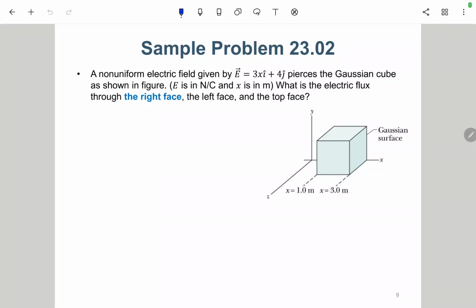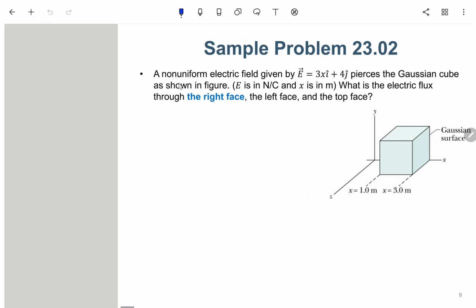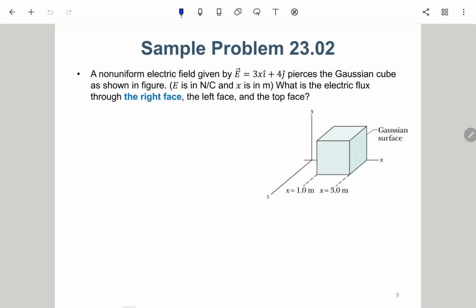Okay, so here is another sample problem. Let us get more familiar with how to calculate the surface integral for some simple cases. Here it says, so here is a non-uniform electric field. This one is uniform, so it is quite straightforward. Now, a non-uniform electric field given by E equals this expression.